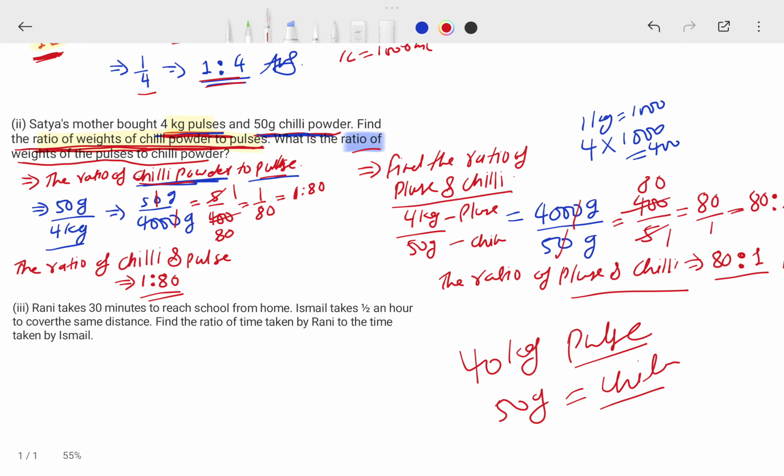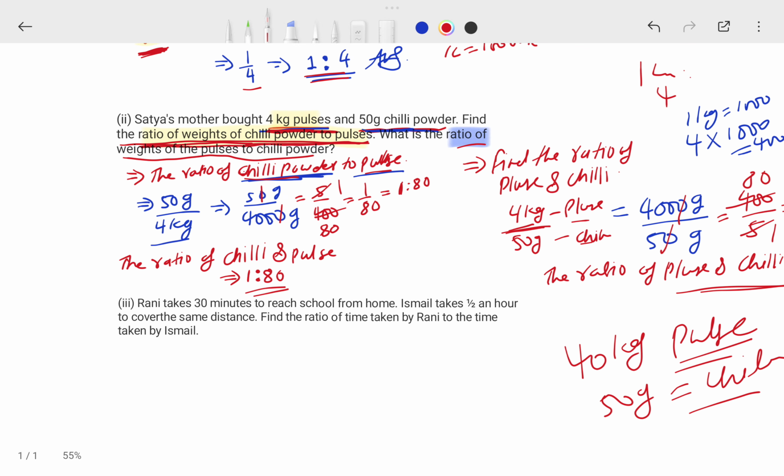So here I have written the weight of the pulse, then the chili powder weight. This is in kg, so I convert it into grams. 1 kg equals 1000 grams, so this is 4 kg into 1000. If you multiply, that's going to be 4000 to 50. So what is the ratio of the pulse and chili? The ratio of pulse and chili is 80/1.